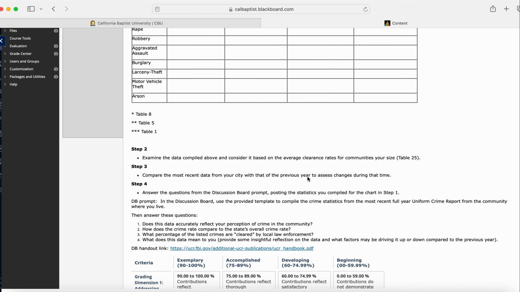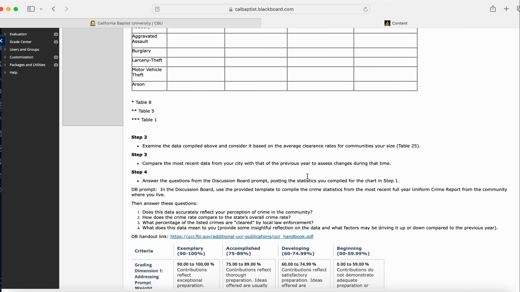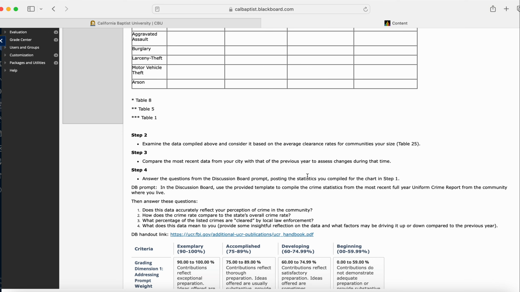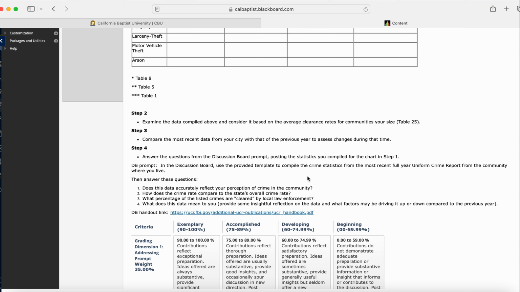Step 2, examine the data compiled above and consider it based on the average clearance rates for communities your size. Compare the most recent data from your city with that of previous years to assess its changes during the time. And answer the questions below using the discussion board prompt, posting the statistics you compared for the chart in step 1. So, the discussion board prompt.